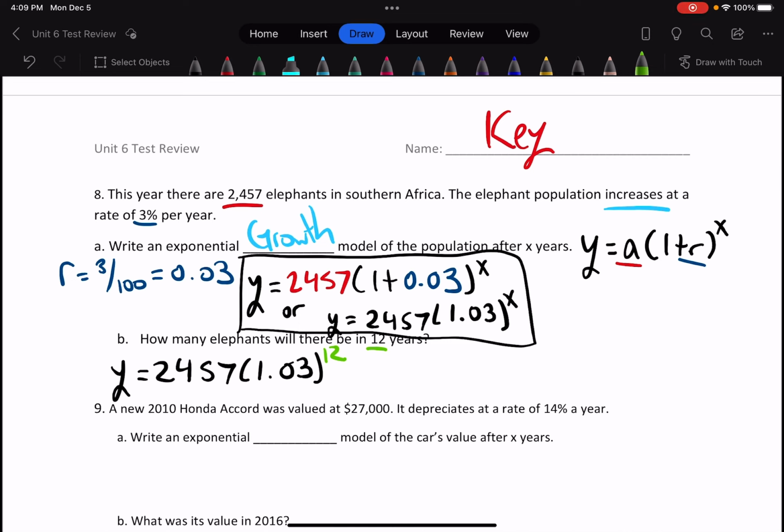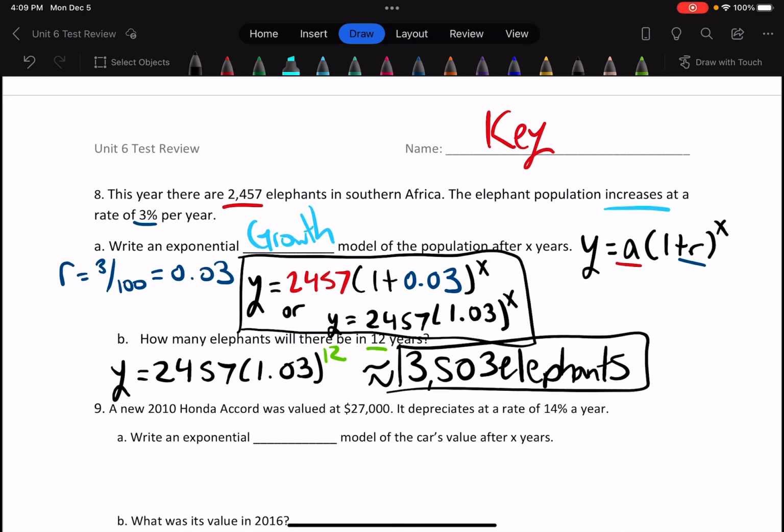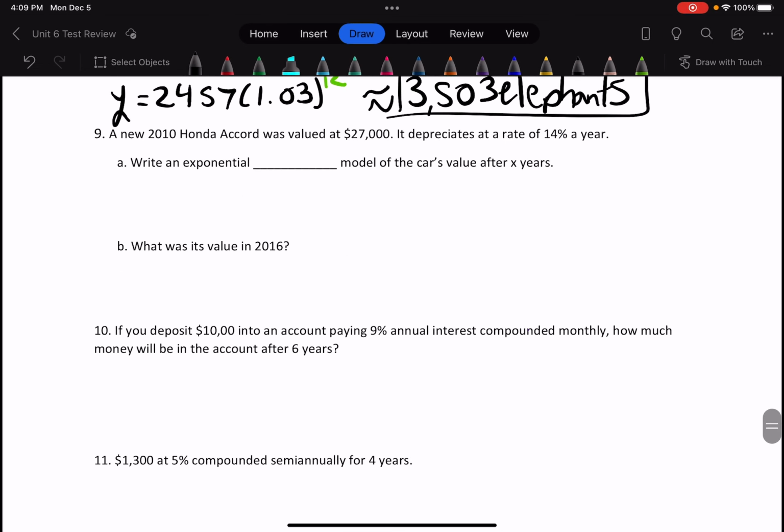And we're dealing with elephants here. We can't have parts of elephants, so I need to round to the nearest whole number. So my nearest whole number here is going to be 3,503 elephants. So how many elephants will it be in 12 years? 3,503 elephants. Let's move on to problem 9.